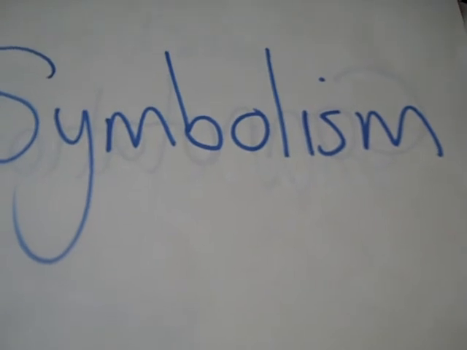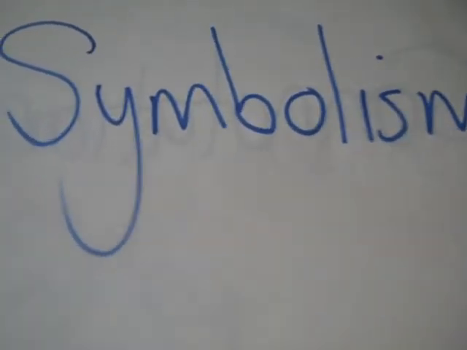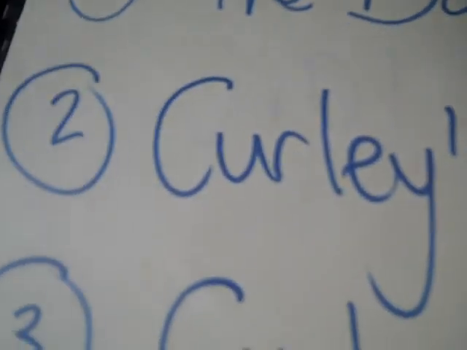We're discussing symbolism so far that we've seen in Of Mice and Men. We've discussed the boss, we're now going to discuss Curley's wife, and then finally we're going to discuss Curley himself and what these characters might symbolise.